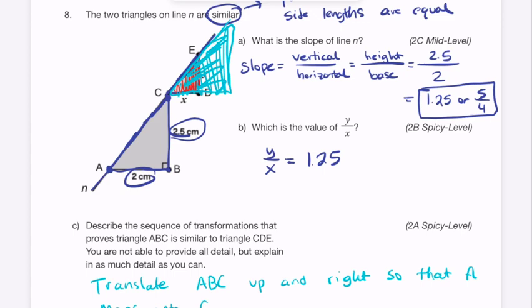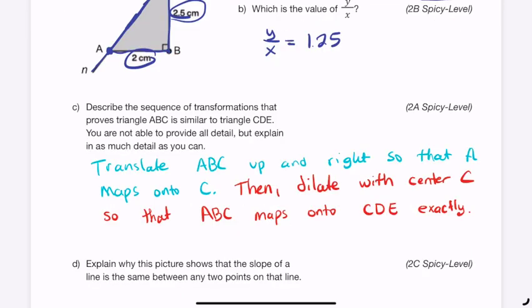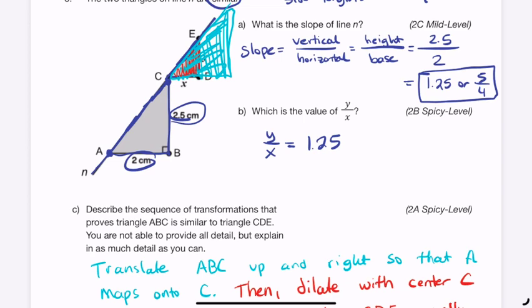It looks like, from the picture, it's about a scale factor of 1/2, but we don't know that for sure. So we're just going to say dilate it with a center of C, so that it maps onto it. Okay, so since we can translate and dilate to take from one to the other, then we know that these two are similar. Okay, so that's proving that it's similar.